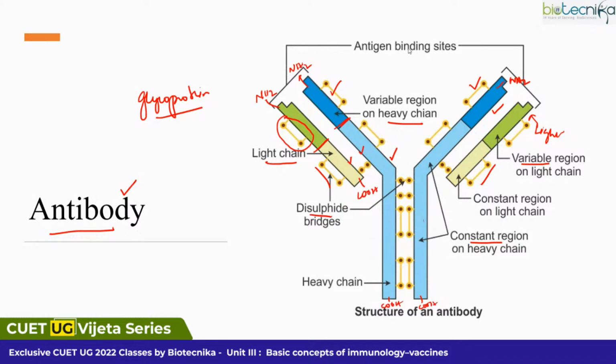Then you have to know where the amino terminal is. The site of the amino terminal, which we call the variable region, is where the antigen binding sites are present. This is where the antigen will come and bind, not to the other end but to this end, the variable region. So the antibody can bind to the antigen at the variable region.